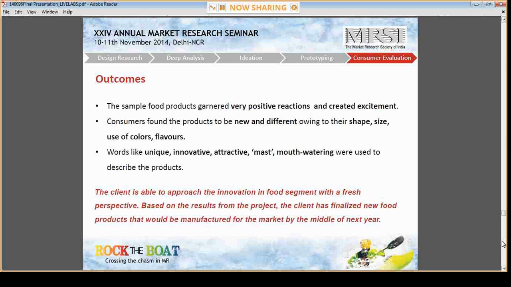So among the outcomes, the interesting thing was, out of the 8 samples that we had given out for the home placements, people liked everything really. I mean, we are not exaggerating. There were not enough samples for the consumers to give feedback on. They liked it so much they had finished all the samples that were kept in their houses. They used words like unique, innovative. So all in all, it was a very good experience.